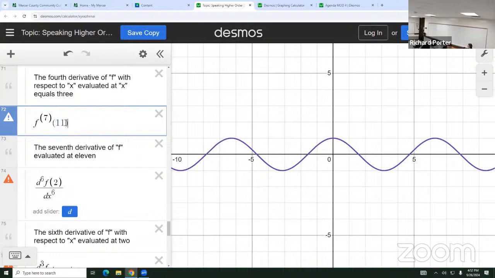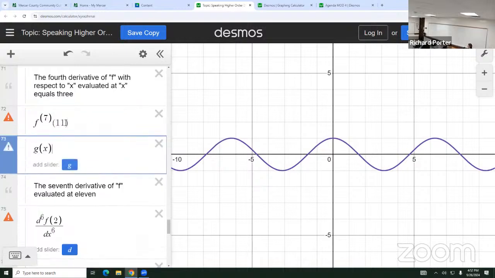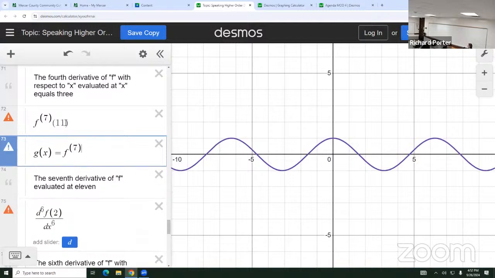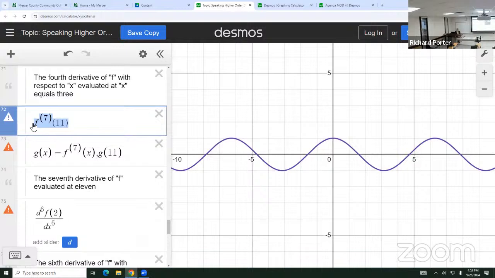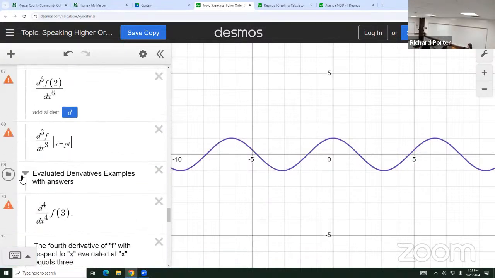Okay? They mean create a new function, g of x equals the 7th derivative of x. And then evaluate it, and then plug in the 11. And then do g of 11. That's what that means. So when you write it that way, it doesn't mean plug the number in first. It means do the derivative first and then plug in the number. Okay?